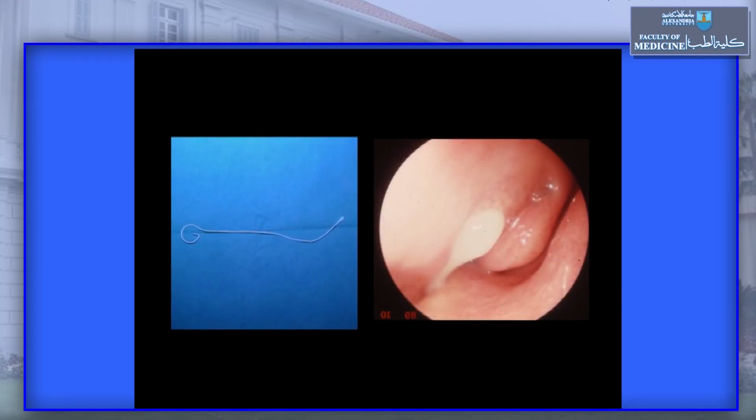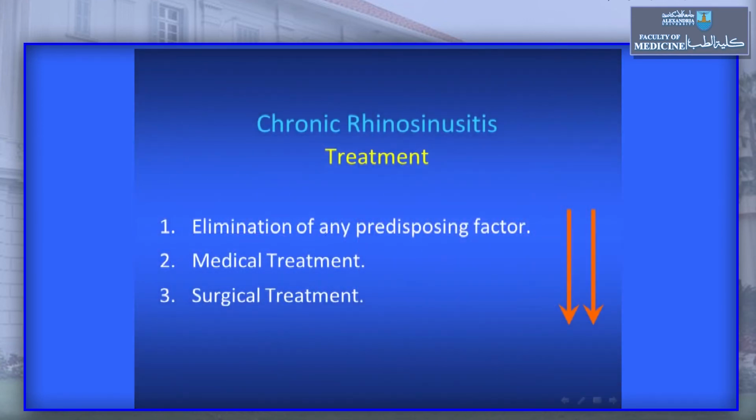The third investigation is whenever we're having mucopurulent or purulent discharge in the nose in a patient with chronic rhinosinusitis. Here we take a swab from this discharge using this malleable swab, and we send it for culture and sensitivity study so as to use culture-directed antibiotic therapy in these patients.